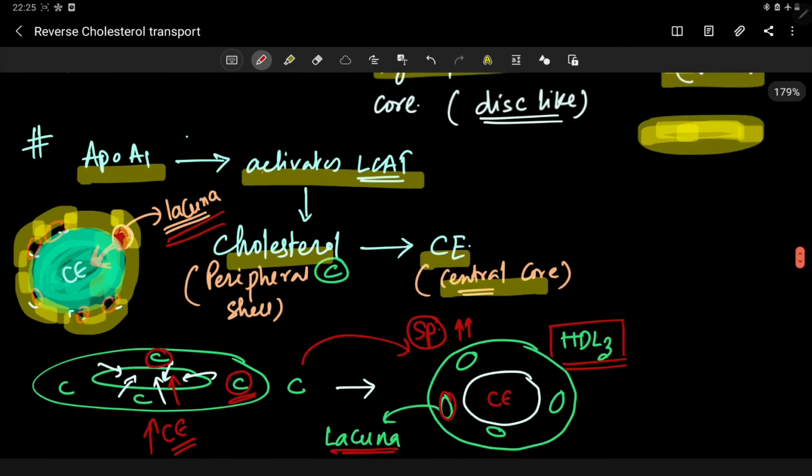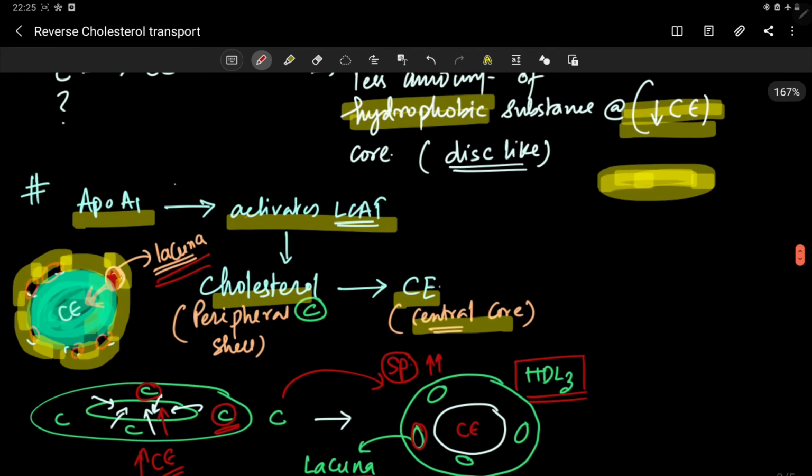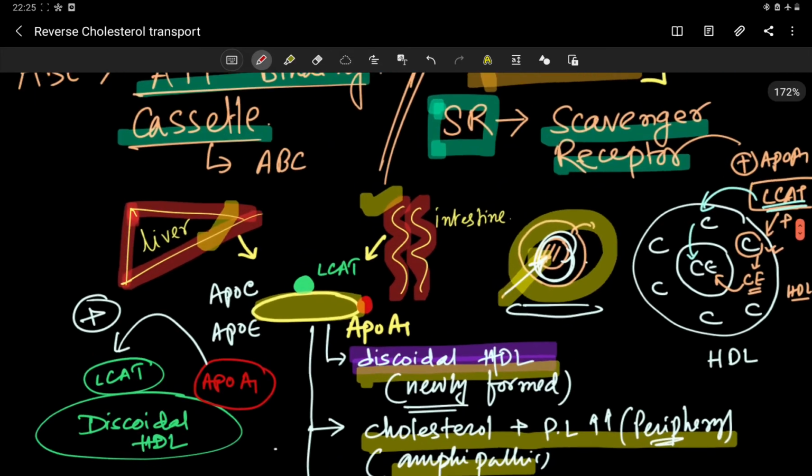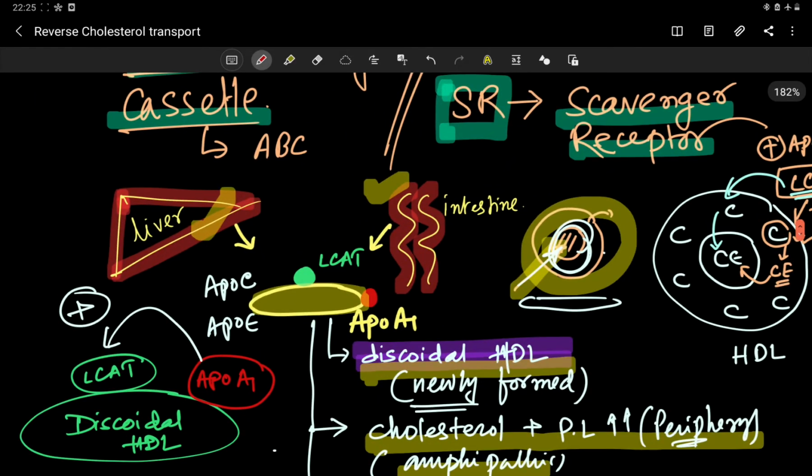Okay, so let's revise once again. Your liver and your intestine synthesize your discoidal HDL. Why is this discoidal? Due to a small amount of hydrophobic substances like cholesterol ester present within the core. That's why this is discoidal.